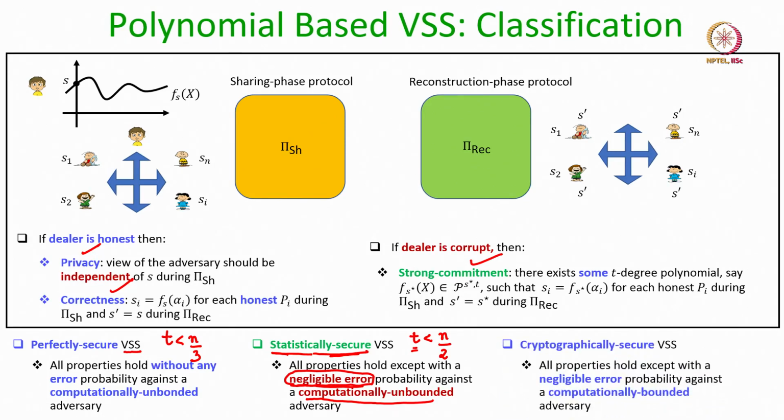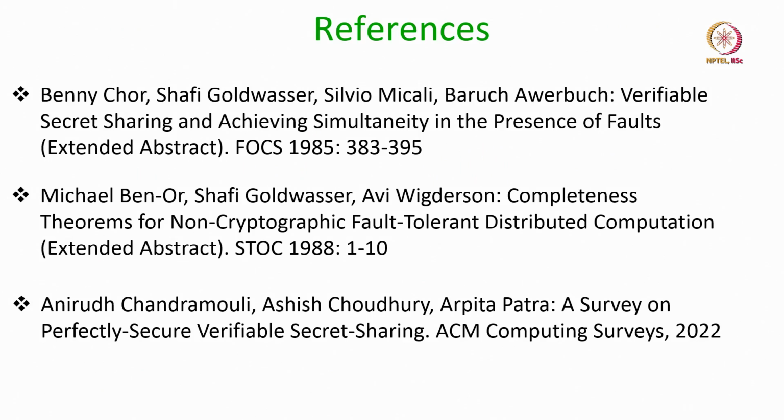And the third category of VSS is cryptographically secure VSS, where now the adversary is computationally bounded. That means, it cannot perform an exponential amount of computation, and where a negligible, but non-zero error probability is allowed in any of these three properties. Okay. So, we will see all these three different types of VSS schemes as the course proceeds. So, with that I end this lecture.